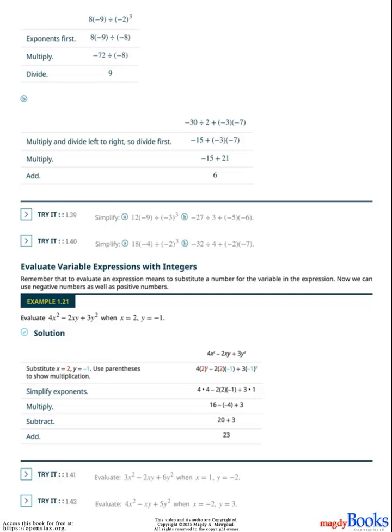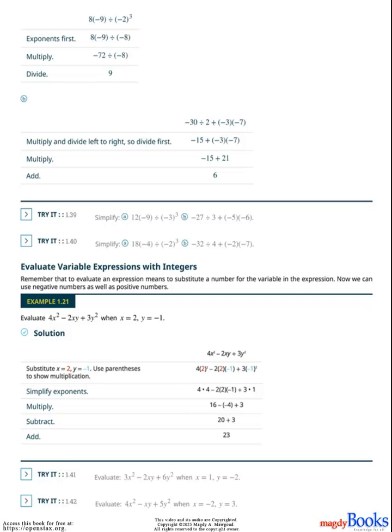1.2.5. Evaluate variable expressions with integers. Remember that to evaluate an expression means to substitute a number for the variable in the expression. Now we can use negative numbers as well as positive numbers. Example 1.21. Evaluate. 4x^2 minus 2xy plus 3y^2 when x equals 2, y equals -1.